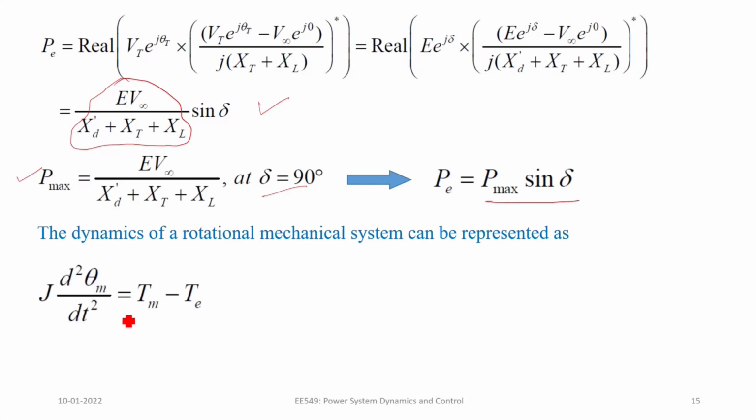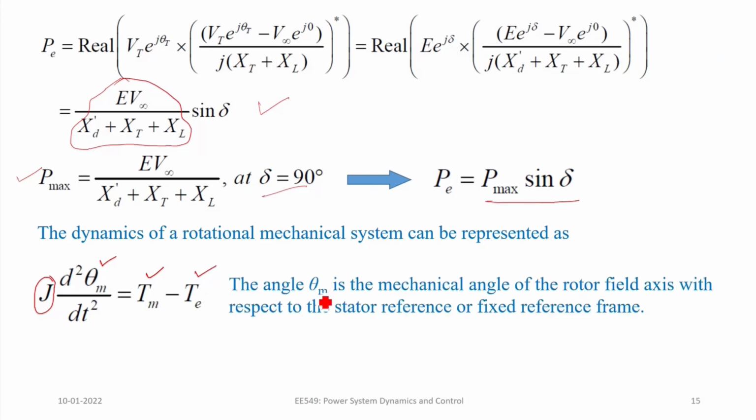Okay. So the dynamics of a rotational mechanical system can be represented as this. The dynamics will be J d square theta m by dt square equal to Tm minus T, where J is the moment of inertia, and theta m is your mechanical rotor angle. Tm is your mechanical torque input, and T is your electromagnetic torque developed.